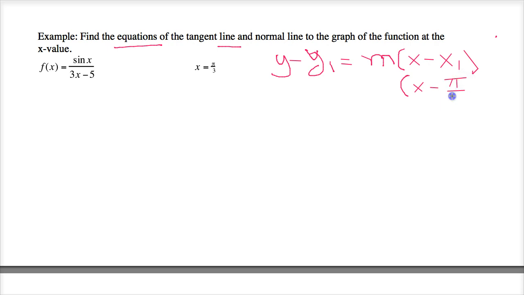The easier one is y1. To find y1, I will plug pi over 3 into this problem. So let me just do a side calculation here. By plugging in pi over 3, I get sine of pi over 3. Actually, you know what? Let me just make it quick. Sine of pi over 3, you could use a calculator, or eventually you need to use the unit circle or memorize it. Sine of pi over 3 is 1/2.